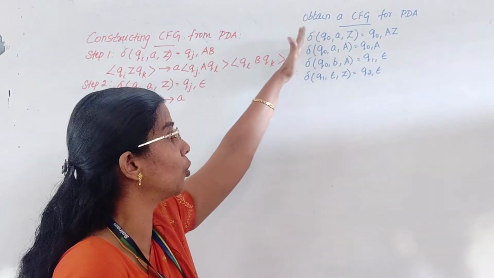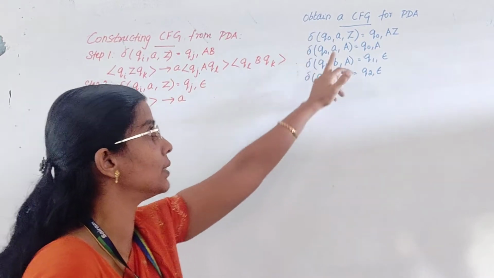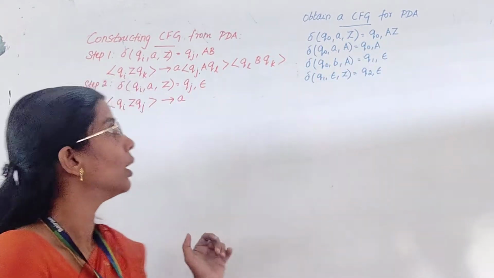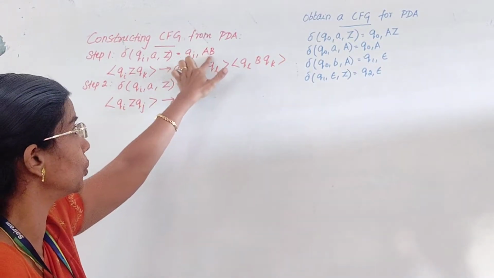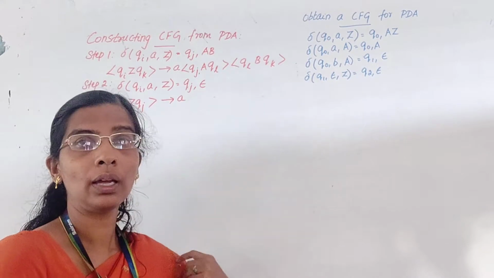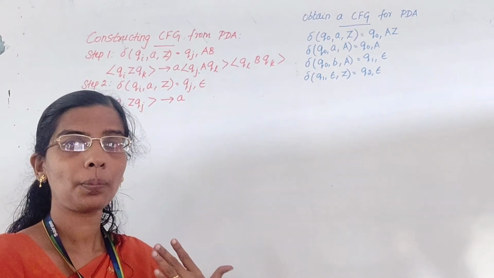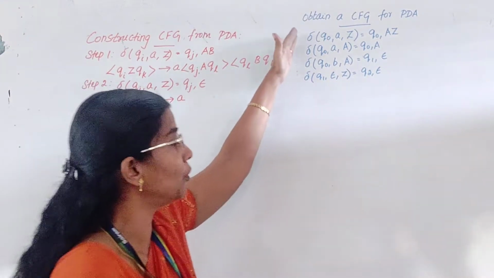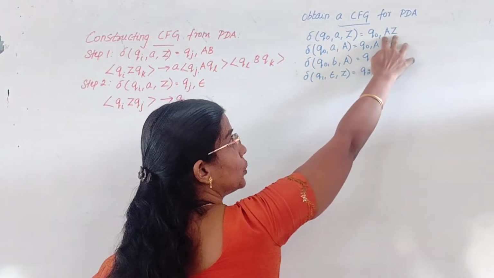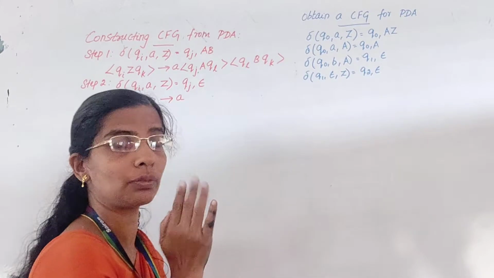Four transitions are there. Either my transition should be in this form, it should have two non-terminals, or it should have an epsilon. But if you check this question, the first transition has two non-terminals. It is in the correct form.